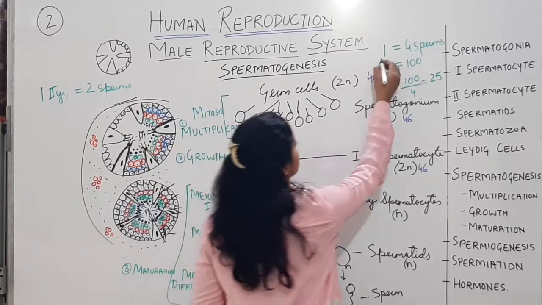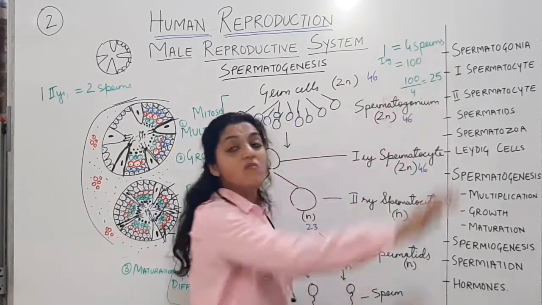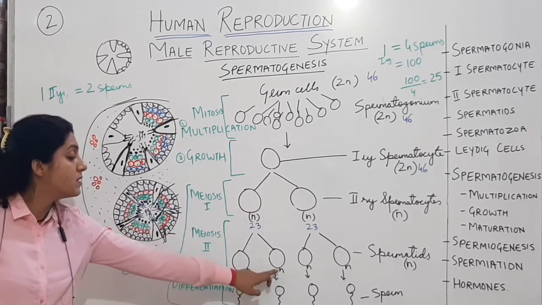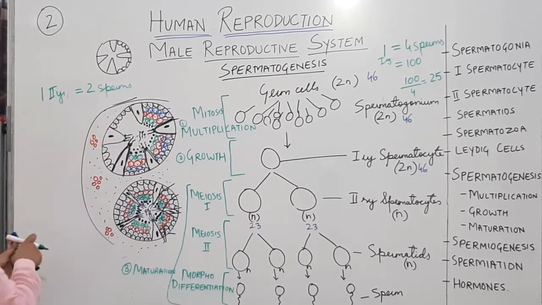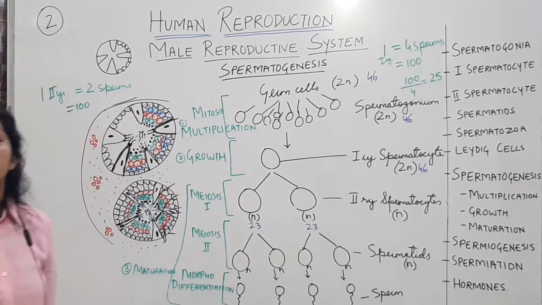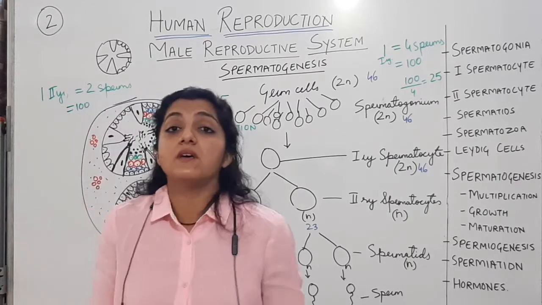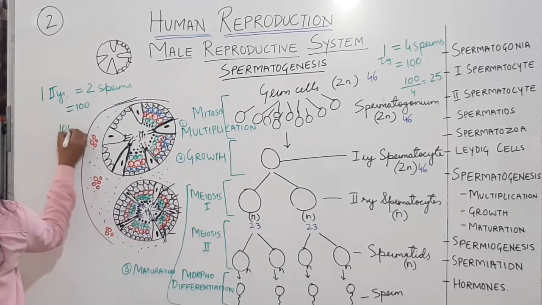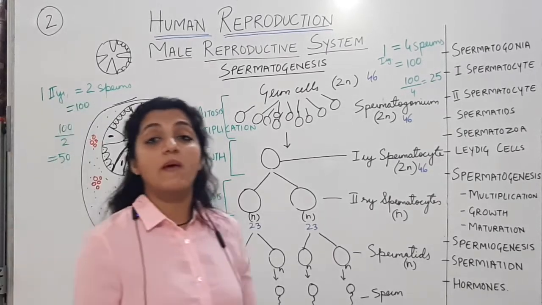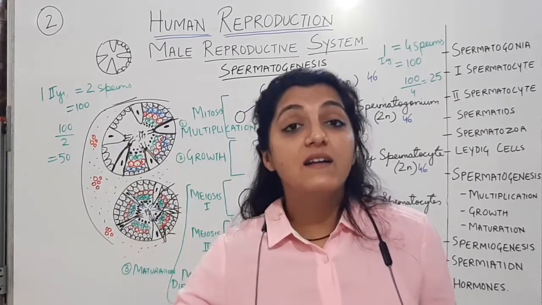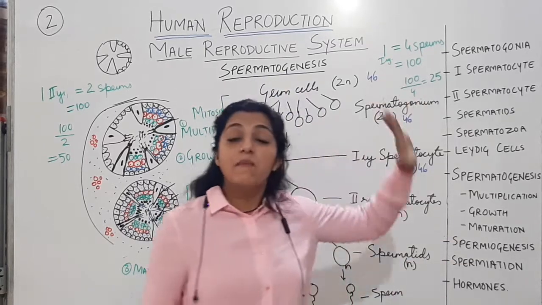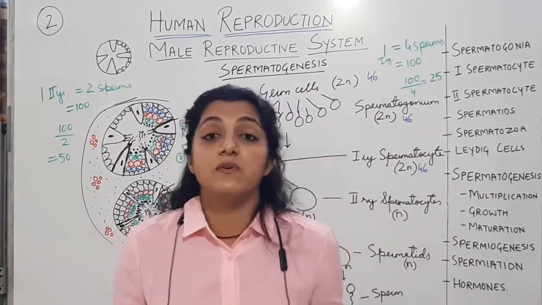This was one primary spermatocyte, which can form 4 sperms. One secondary spermatocyte can form 2 sperms. So 100 बनाने के लिए कितने secondary spermatocytes लगेंगे? If I want to make 100 sperms, I will require 100 divided by 2, which will be 50. 50 secondary spermatocytes लगेंगे to form 100 sperms, whereas 25 primary spermatocytes लगेंगे to form 100 sperms.